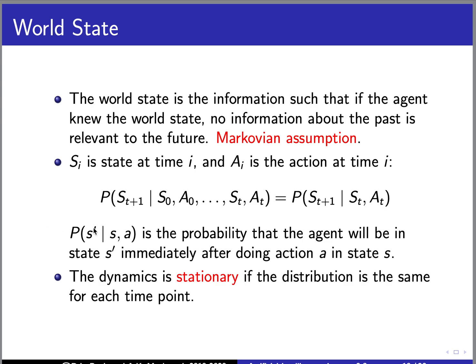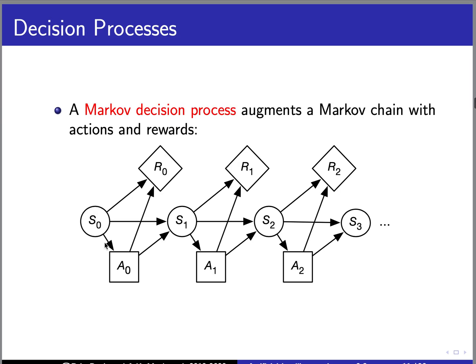And so we're going to write this thing. The probability of S prime is the probability the agent will be in the state S prime immediately after doing action A in state S. And we're going to assume it's what we called stationary. That's what we did before, that it doesn't depend on the time. So the distribution is the same at every time point. So we're going to assume this.